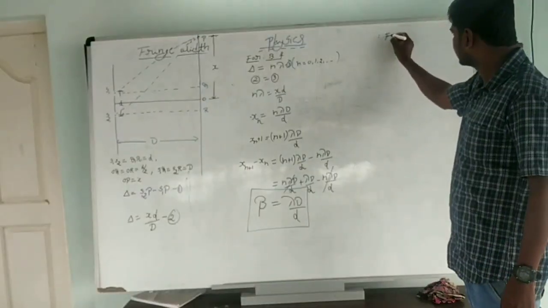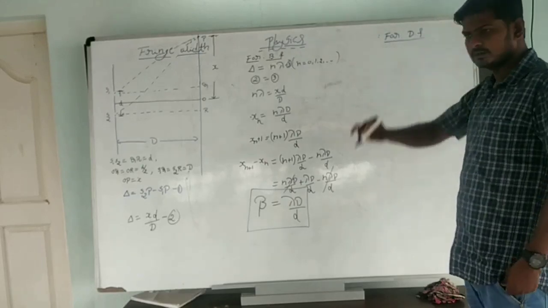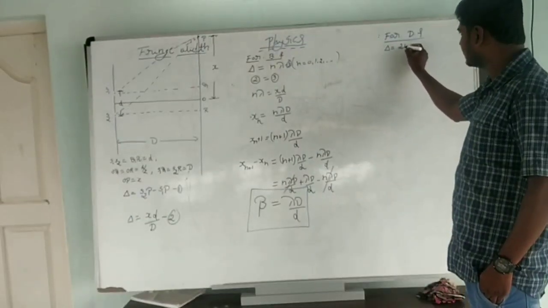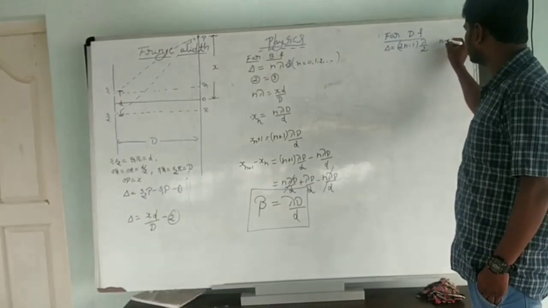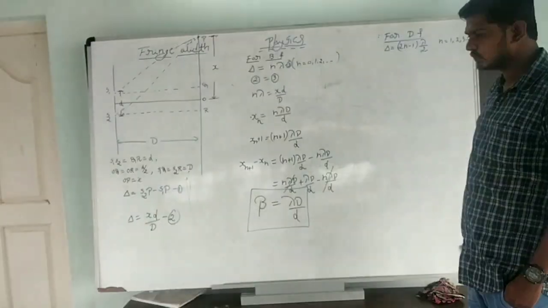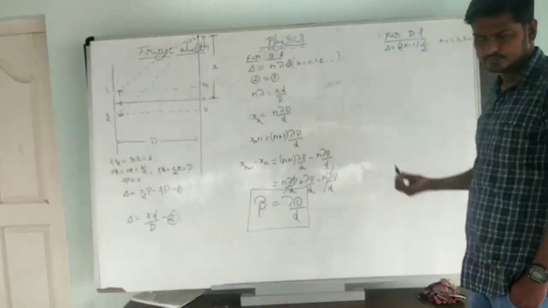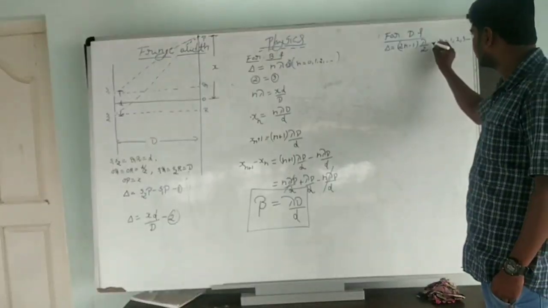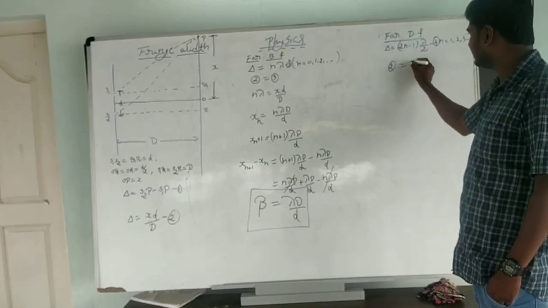Same way for the dark fringe. For the dark fringe, the expression for path difference, as I already told, is 2n minus 1 into lambda by 2, where n varies as 1, 2, 3, etc. Now for the distance of the nth dark fringe, I am going to take equation 4, where I equate equations 2 and 3.